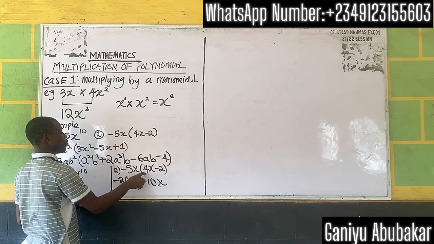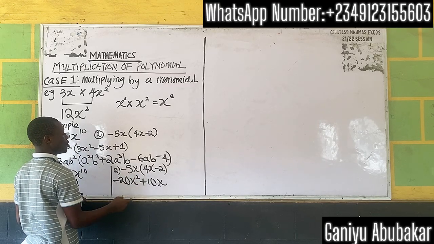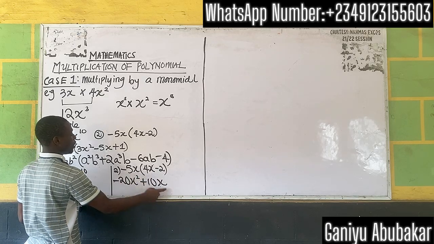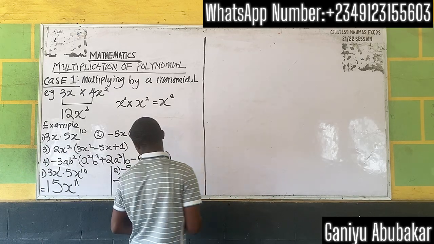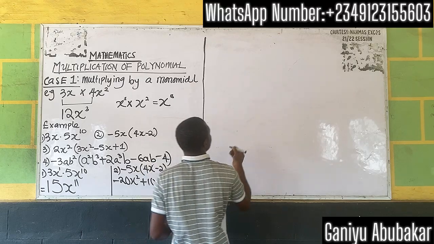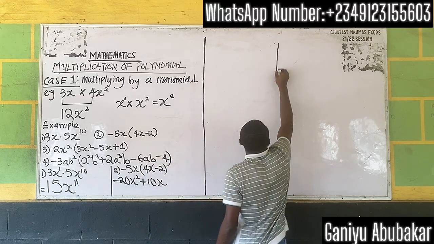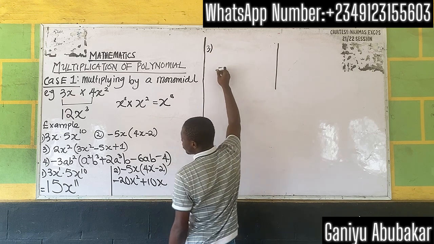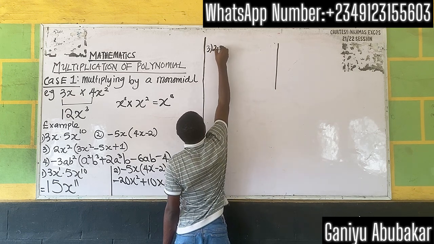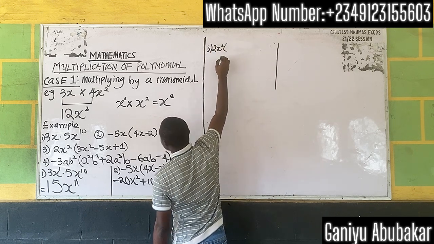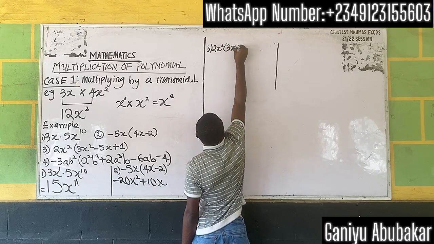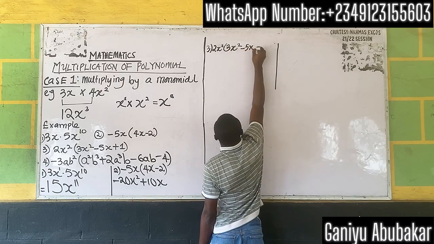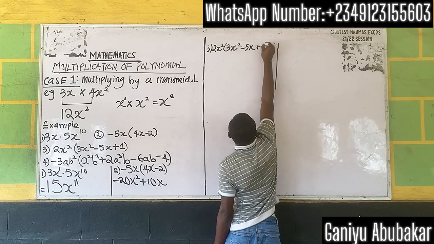Minus 5x times 4x gives you minus 20x squared. Minus times minus gives you plus. 5x times 2 gives you 10x. That's all. Question 3. For question 3, I have 2x squared, right? Then 3x squared minus 5x plus 1.